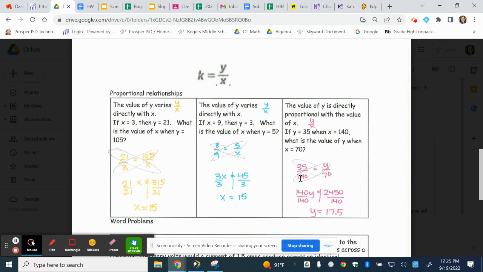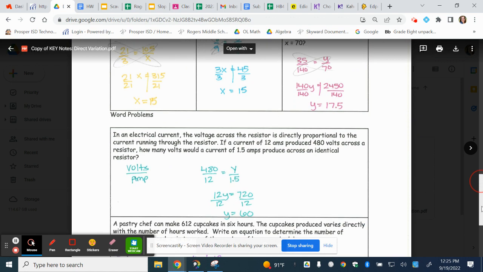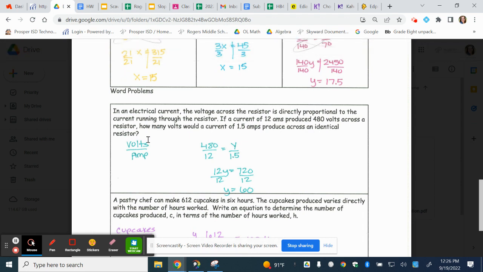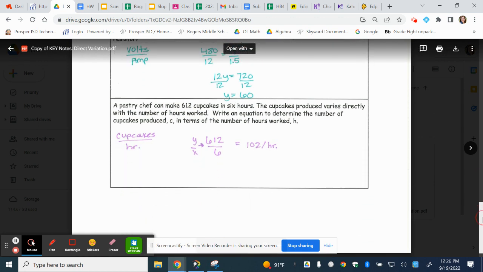Same thing, y 35 over 140 equals y over 70. Cross multiply, you get 140y. Cross multiply, you get 2450. Solve for y, divide both sides by 140, and you get 17.5. If we write it as a word problem, it's still going to be y over x, volts per amp. So y over x equals y over x, cross multiply and divide.